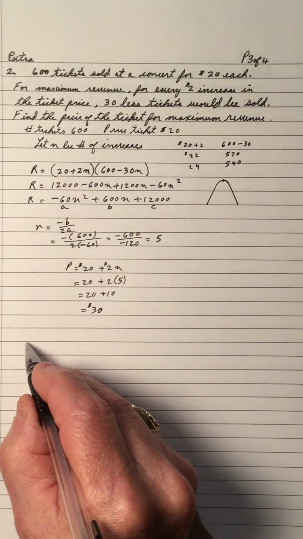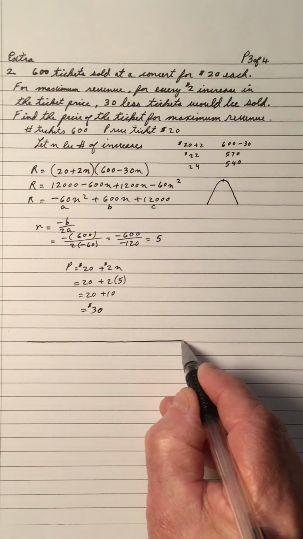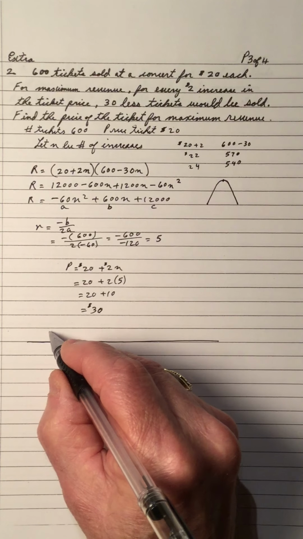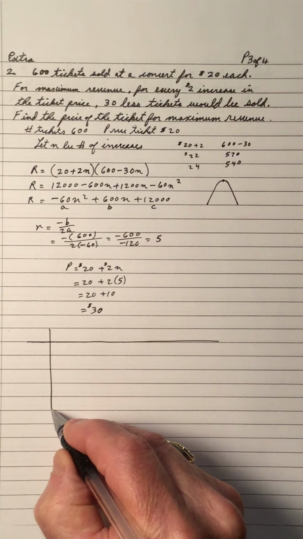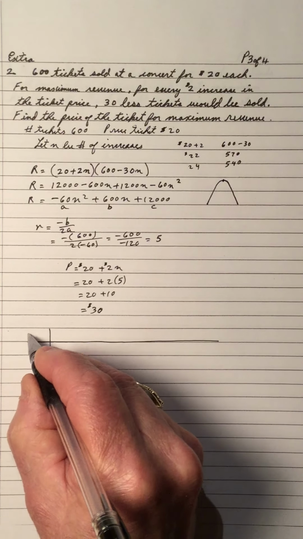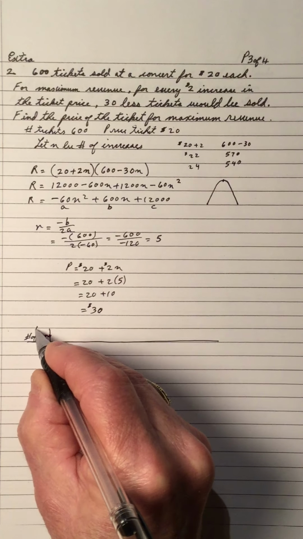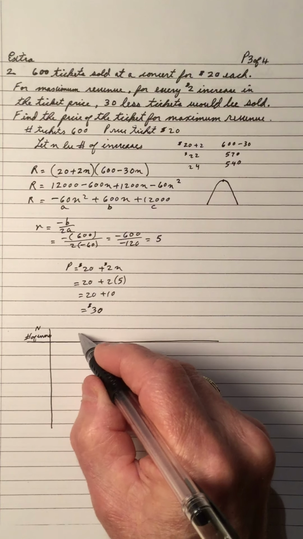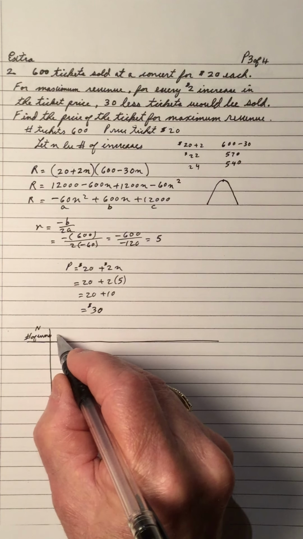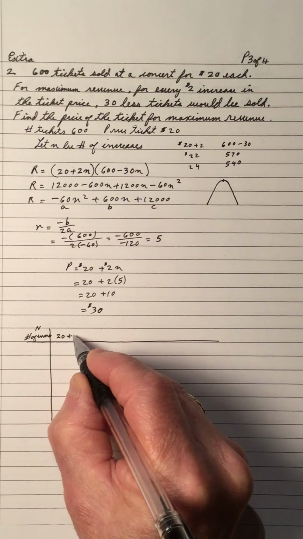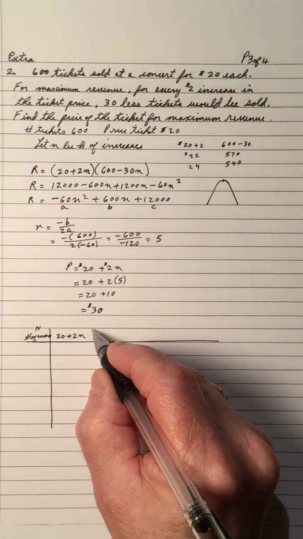And again, let's explain it as we would. Let's go with this chart here. And let's go with the number of increases. This is N. And so now we can go with 20 plus 2N is the price of the ticket.